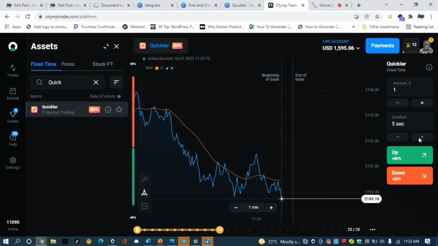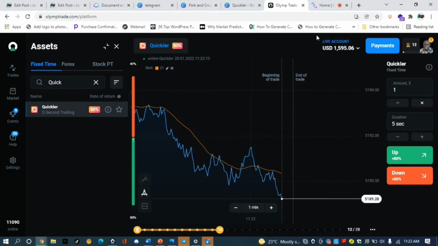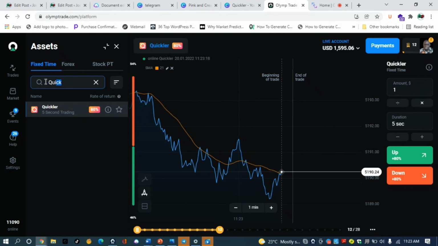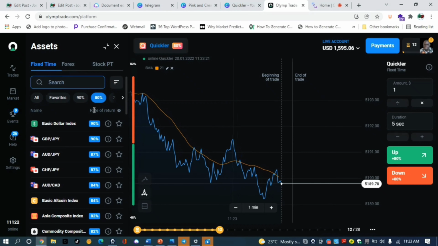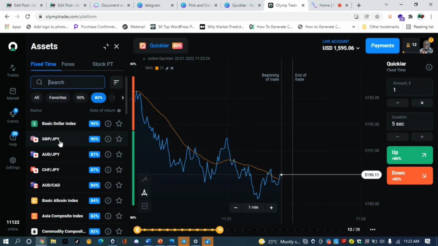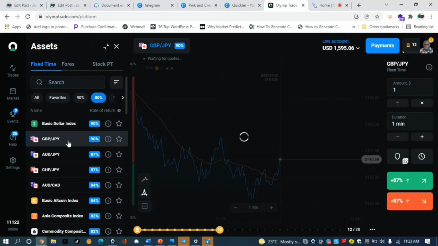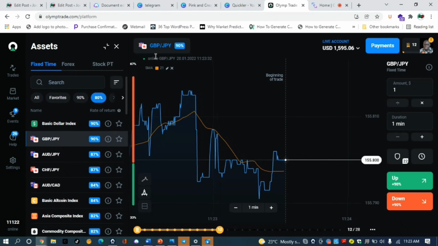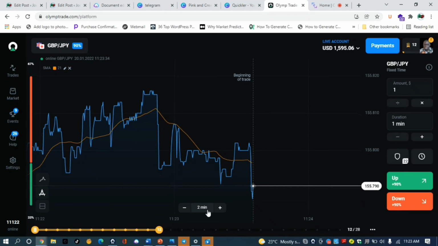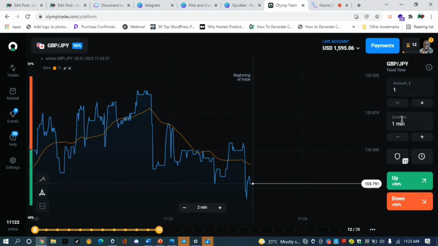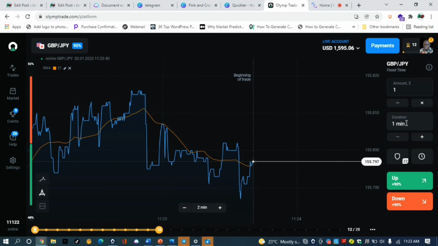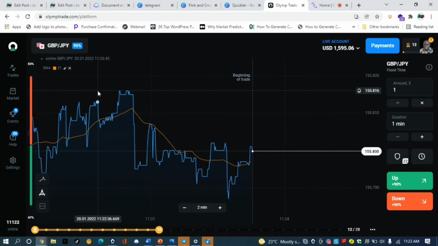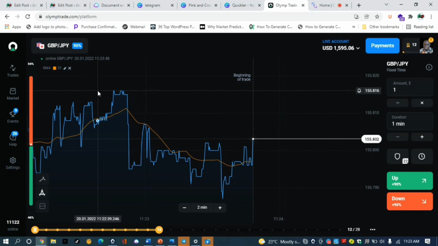You can't change that however much you'd like to. You can see that it's inactive at the moment, which means that we have to leave the quickly platform for us to be able to change the duration. So we look at the GBP JPY. Immediately we clicked on that, notice something: the time frame remained 2 minutes, and the duration changed to 1 minute. So on the normal assets, you can trade from 1 minute to 23 hours max on Olymp Trade.